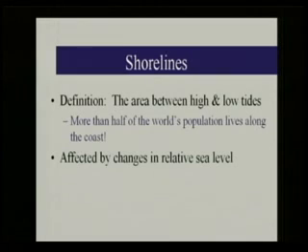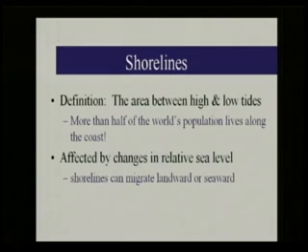Naturally, shorelines are affected by changes in relative sea level. In glaciation, we discuss how when ice accumulates on a continent, the sea level will drop. When that ice subsequently melts, sea level will rise. So shorelines are affected by Earth processes and can fluctuate very greatly over time. Shorelines can migrate landward if the sea level rises, or they can migrate seaward if the sea level falls.